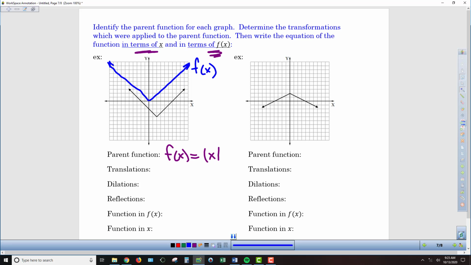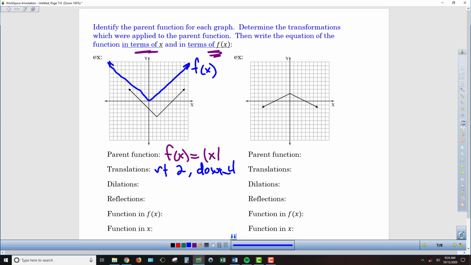So clearly our vertex has moved, and so we can say that we've translated, looks like we've gone to the right 2 units, and then we've also translated down 1, 2, 3, 4 units, so down 4.